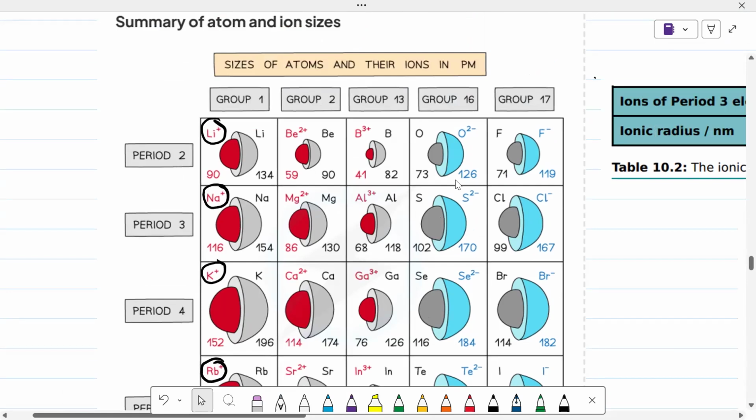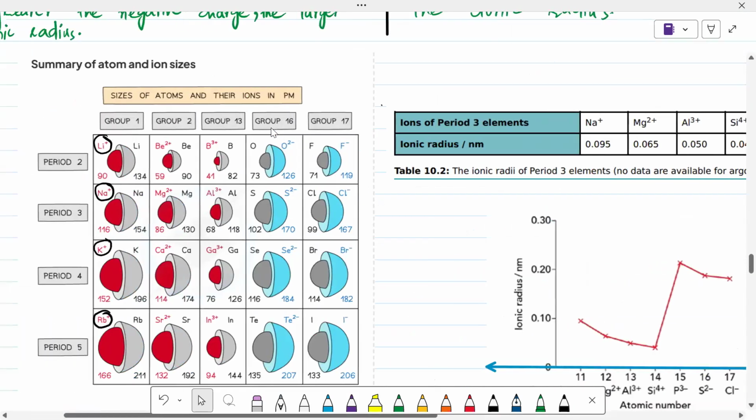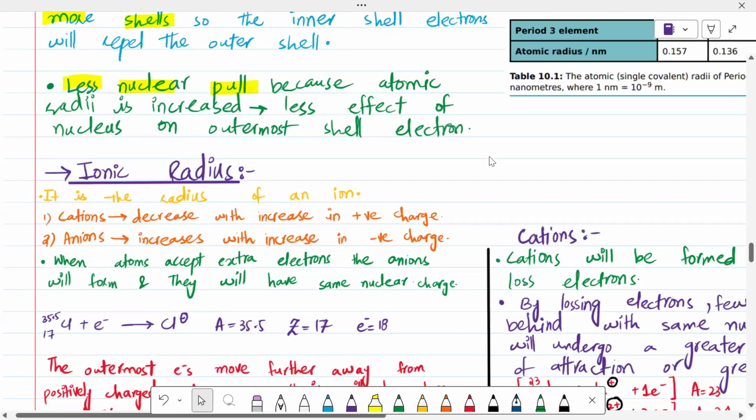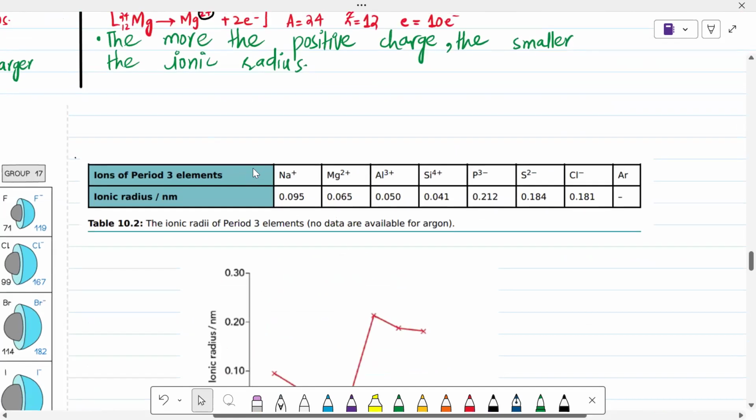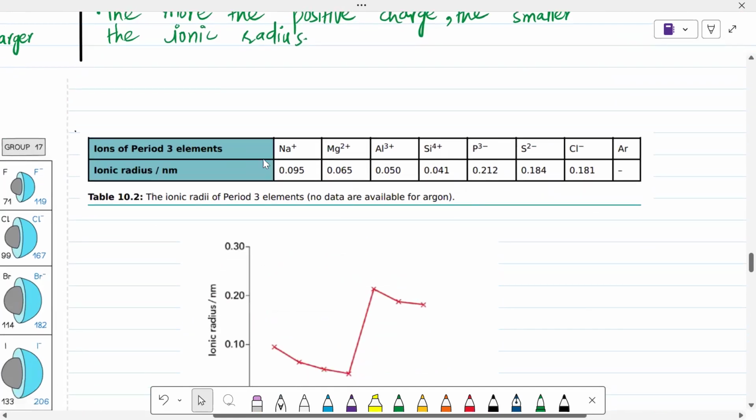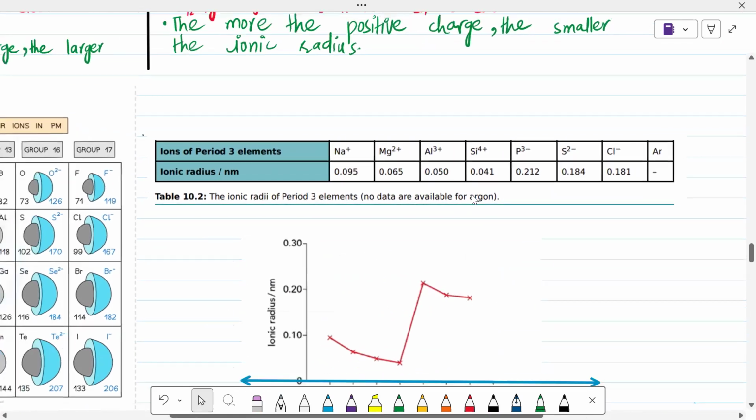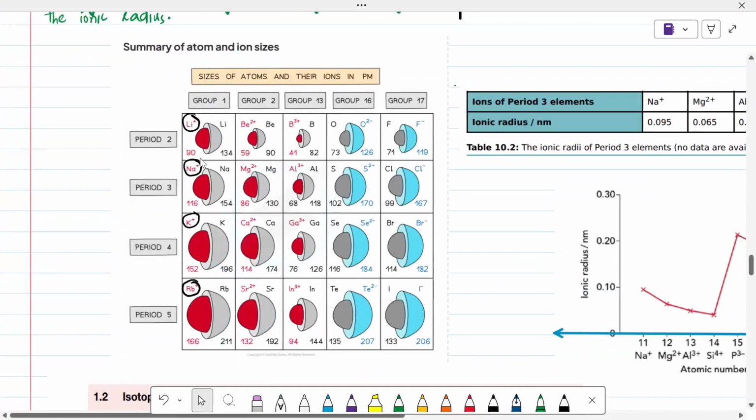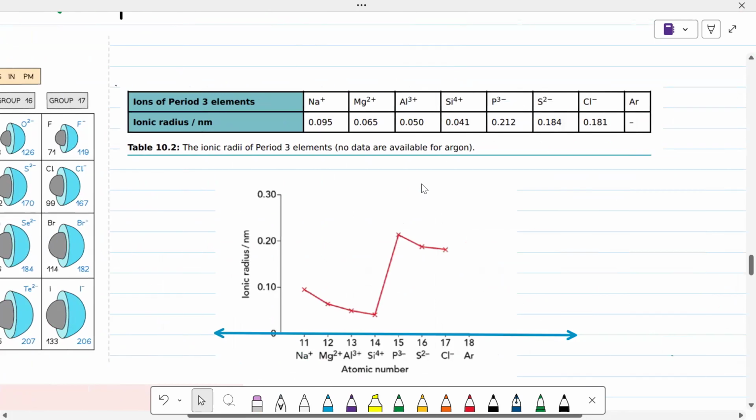This is an example of period number 3, the ionic radii. Just like I gave you the example of atomic radii, now you have an example of the ionic radii. In period number 3, you have sodium, magnesium, aluminum, silicon, phosphorus, sulfur, chlorine, and argon.